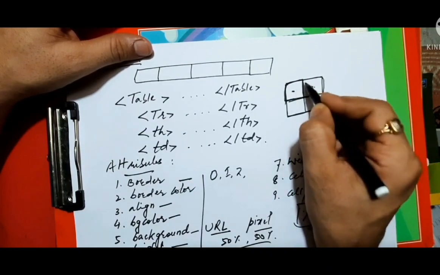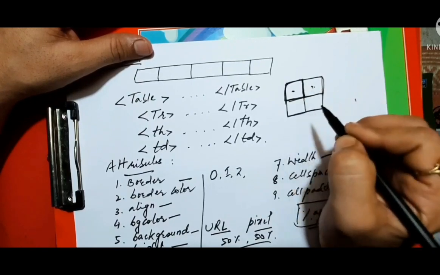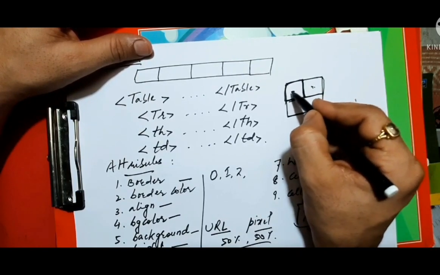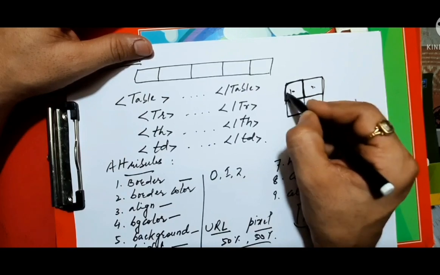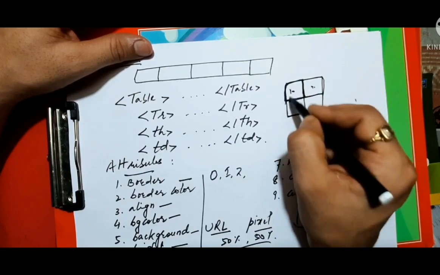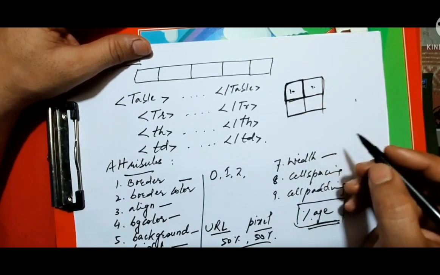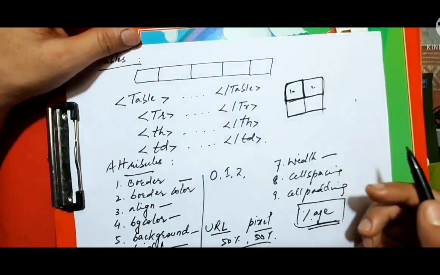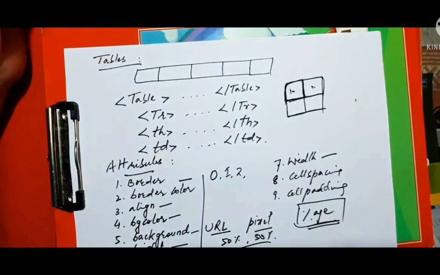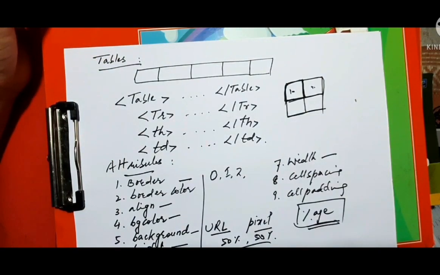How much space will there be between these two cells. Okay, cell padding is the space between the content of the cell and the cell border. Okay, how far or how close that content will be from the cell border. Okay, so this is about tables and the different attributes associated with them.